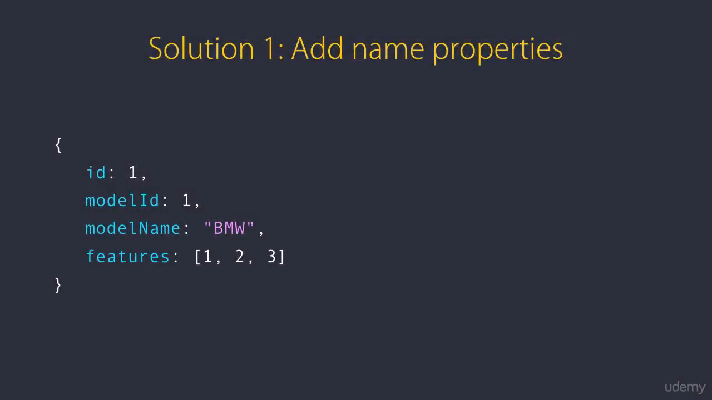Well, one solution is to add name properties. So just like we have model ID, we can have model name. However, this solution gets ugly pretty quickly. Imagine if we have 5 other attributes about a vehicle. For each attribute, we should add 2 properties in our API resource, an ID property and a name property. It's really ugly. Plus, we have totally ignored the concept of data structures. We use a data structure to group or encapsulate related properties. So this model ID and model name should really be part of a data structure.